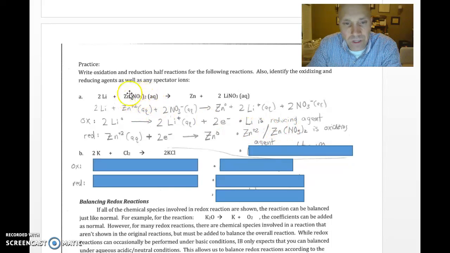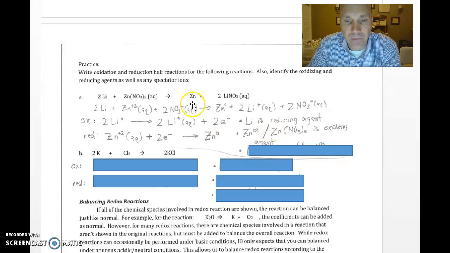Zinc nitrate would be considered correct because you'd say that's the chemical that we added to the reaction that caused the oxidation to occur. But technically, when it's dissolved, it's actually the zinc ion that is doing the oxidizing. So either of these would be considered correct.